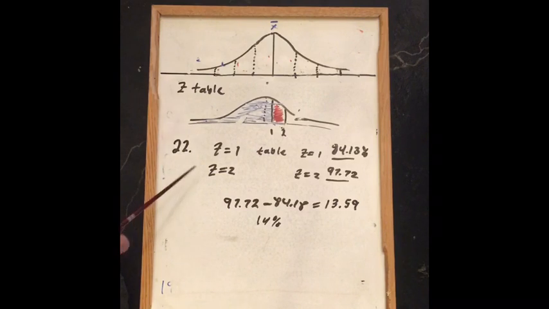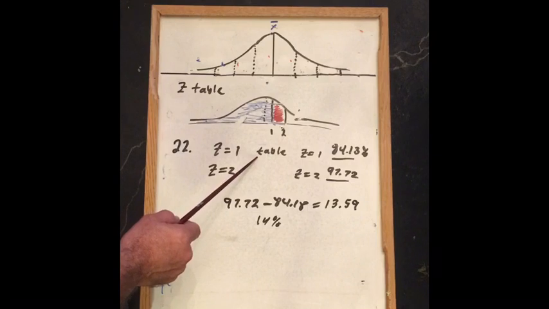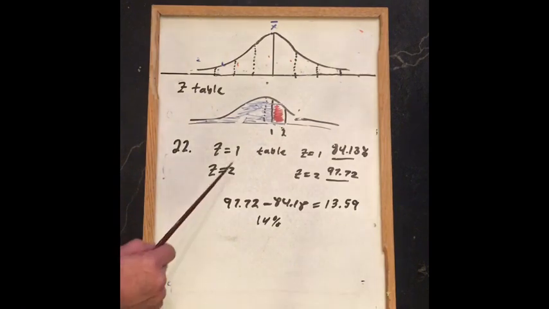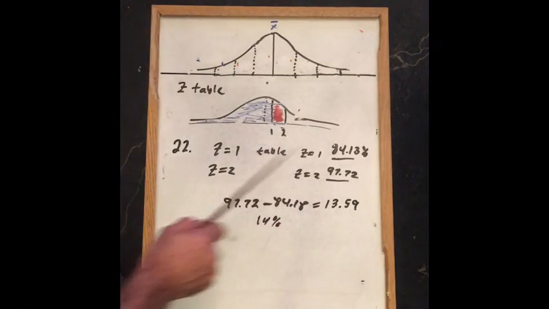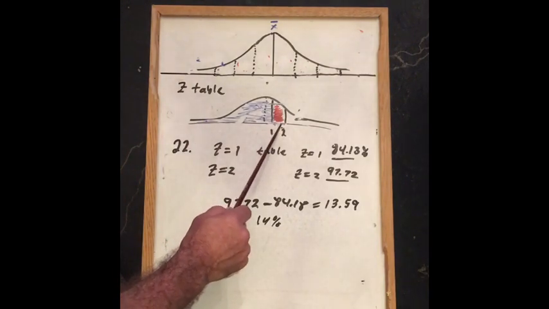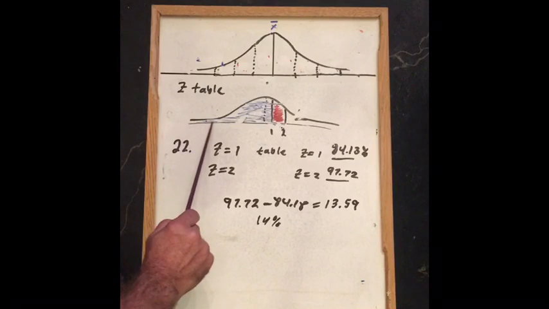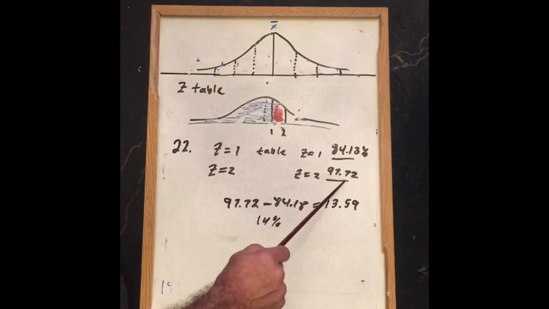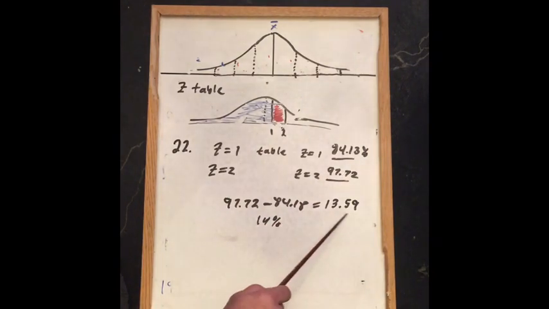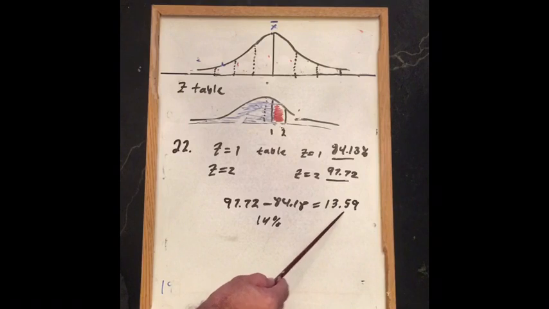For problem 22, we're given a z-score of 1 and a z-score of 2. On the table, again, at the end of the review, you look up the scores for z equals 1 and you get 84.13%. For z equals 2, you get 97.72. It's on the table. Now, what we want is the percentage in between there. So what I'll do is take all of this up to 2, 97.72, and subtract all of it up to 1, which is 84.13. We do that, we get 13.59%. Now, it said to round to the nearest whole percent, so rounding that, because that's a 5, this goes up to 14%.